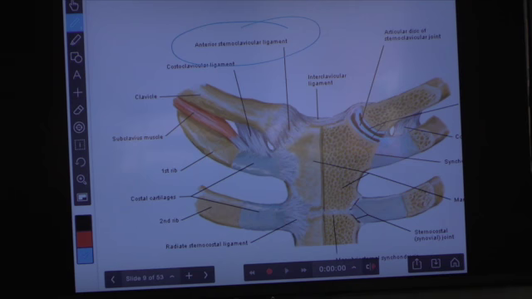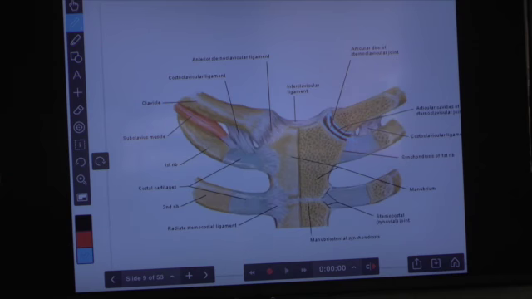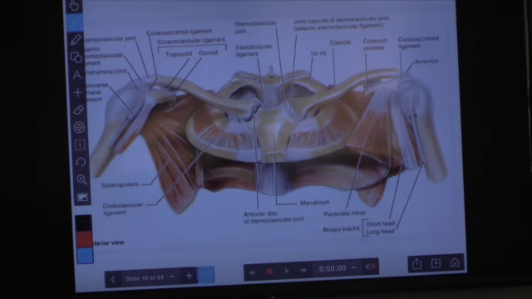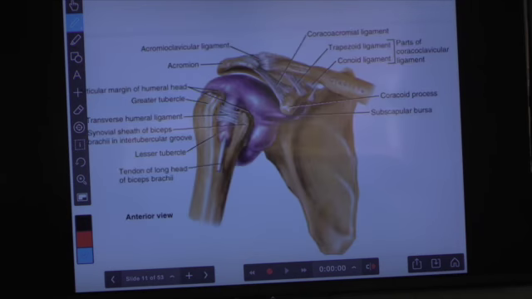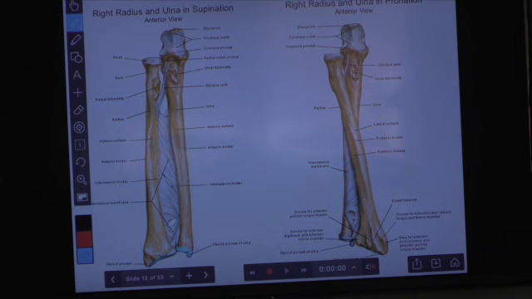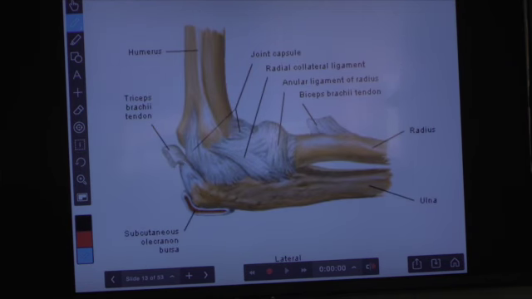All right, then we go to the next set of ligaments. The next set of ligaments I'm going to cover are those of the elbow joint. The elbow joint has medial ligaments and lateral ligaments. Medial ligaments are called the medial collateral ligament or ulnar ligament, and these ones are the lateral collateral ligaments.